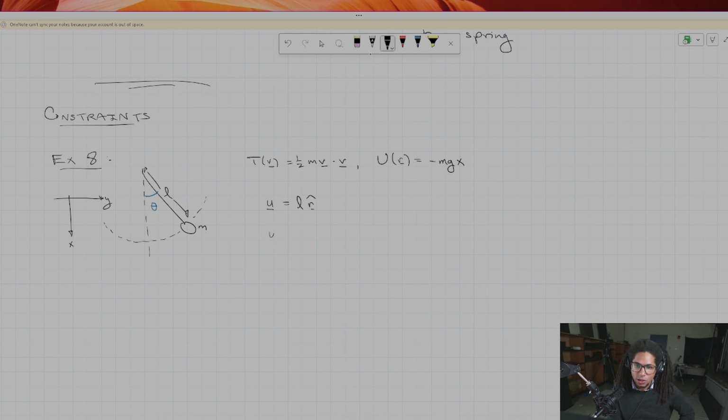Next, I need u dot. And for that, I need to do what I've done several times before and take a derivative of the r hat vector. But you can go back and look at how that works, r hat dot. What I get in the end is going to be L times phi dot. Oh, and yeah, instead of theta, let's use the same notation as our textbook, Taylor, and use phi instead. Okay, L phi dot in the phi hat direction.